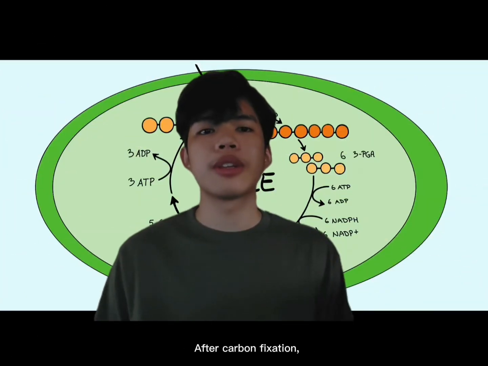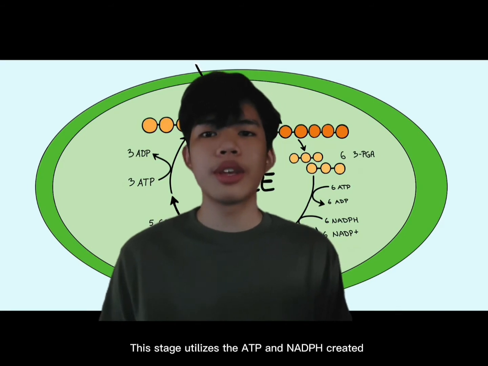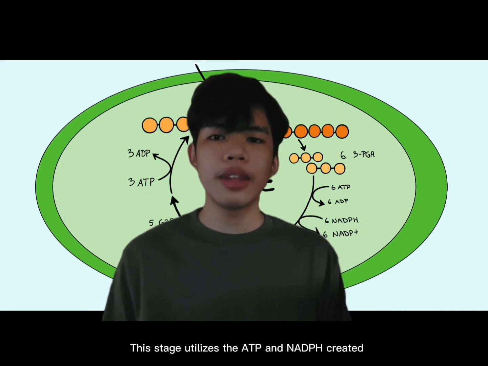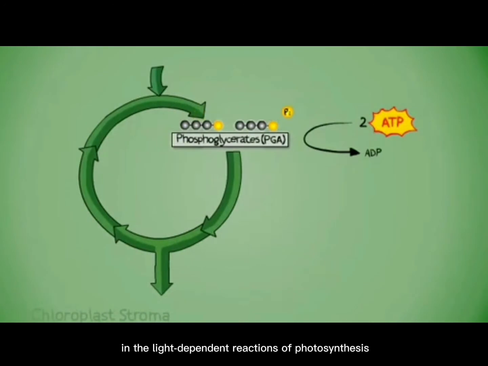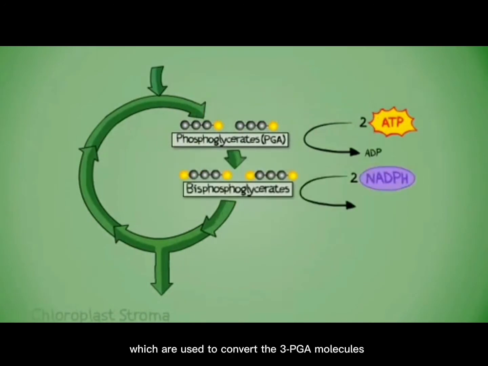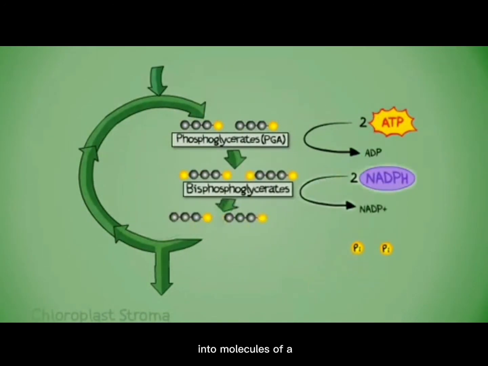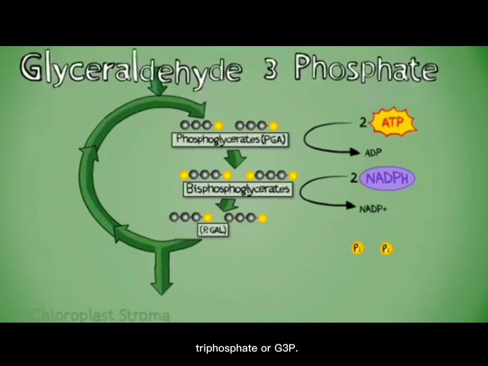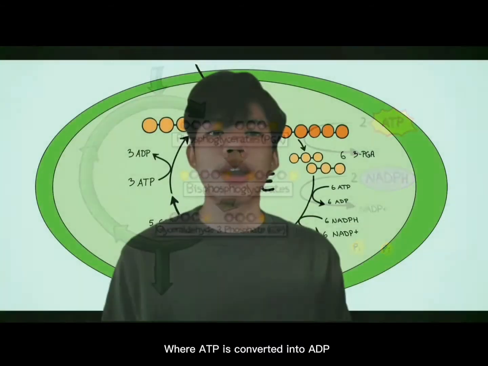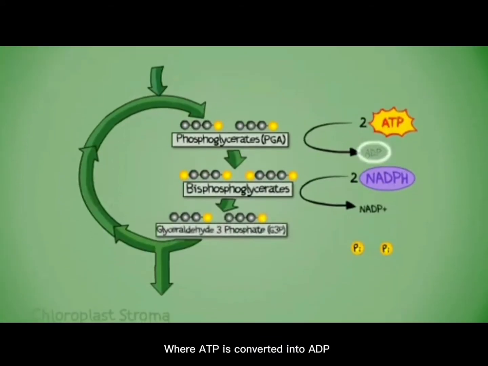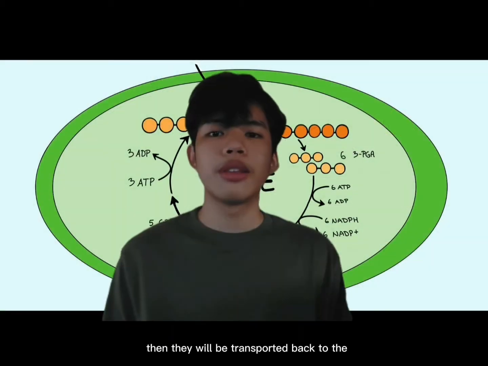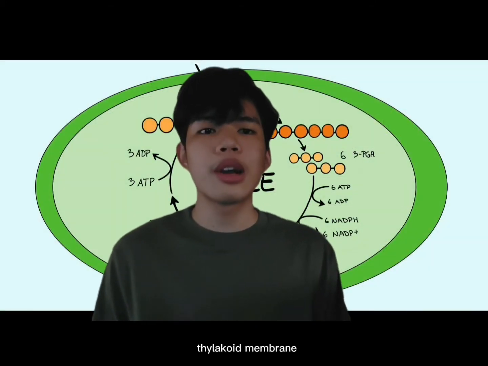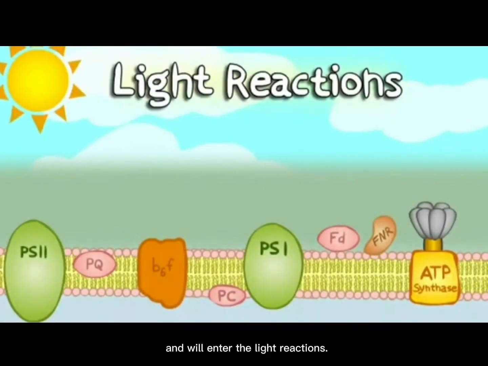After carbon fixation comes reduction. This stage utilizes the ATP and NADPH created in the light-dependent reactions of photosynthesis, which are used to convert the 3-PGA molecules into molecules of a 3-carbon sugar, glyceraldehyde 3-phosphate, or G3P, where ATP is converted into ADP and NADPH is converted into NADP+. Then they will be transported back to the thylakoid membrane and will enter the light reaction.